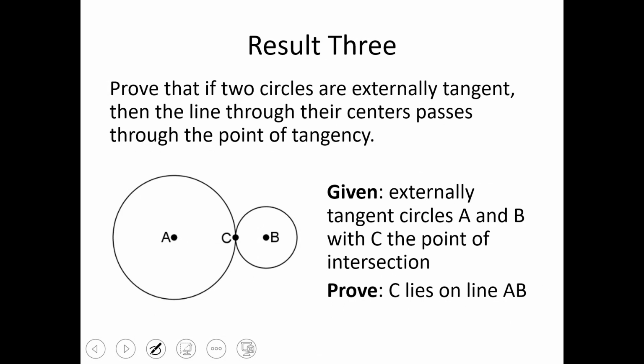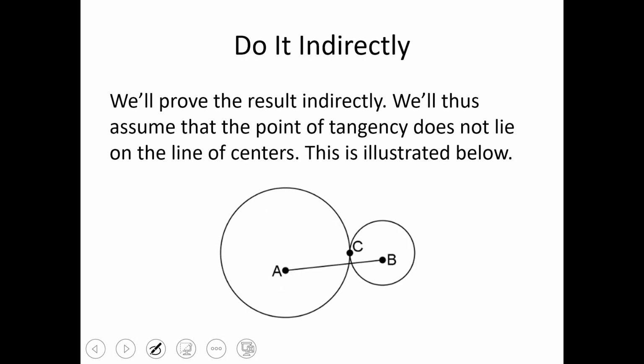And how do we prove this? Well, indirectly. So let us assume that the point of tangency, the point of intersection of the two tangent circles, does not lie on the line through the centers. And that's what this diagram is meant to illustrate. Of course, it looks wrong. Diagrams that illustrate the assumption of the indirect part of a proof often look wrong because they are impossible, but we go on the logic, not on how it looks. So A and B represent the centers of these two circles, respectively. C is the point of tangency, and we have illustrated this assumption that C does not lie on AB.